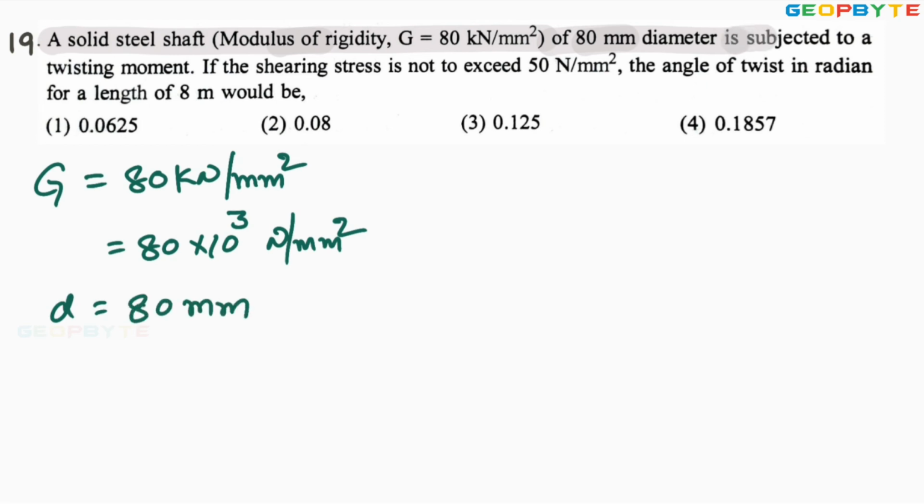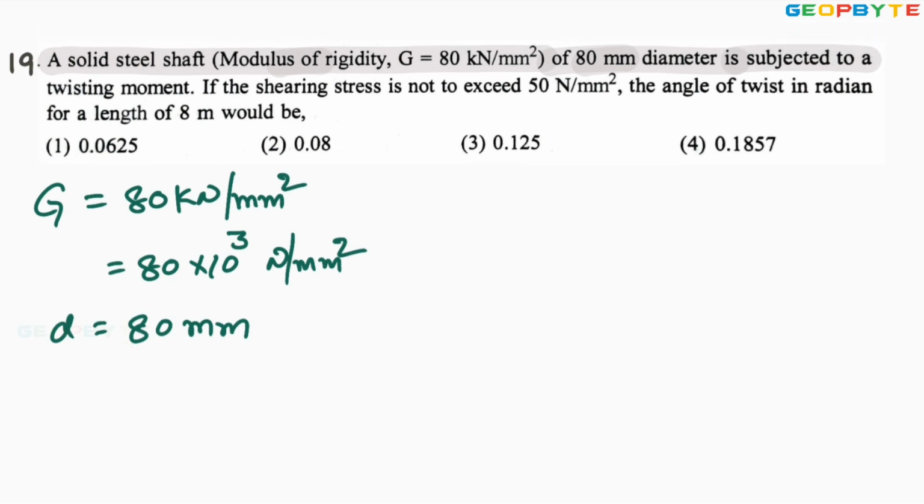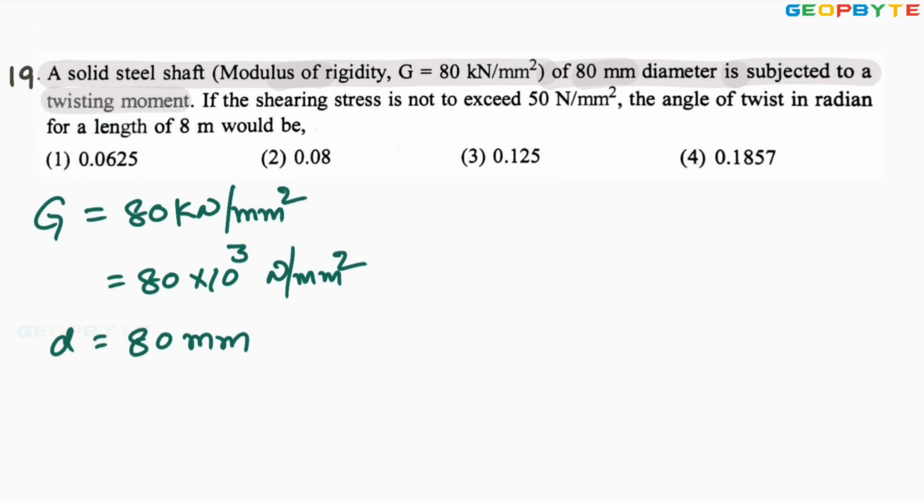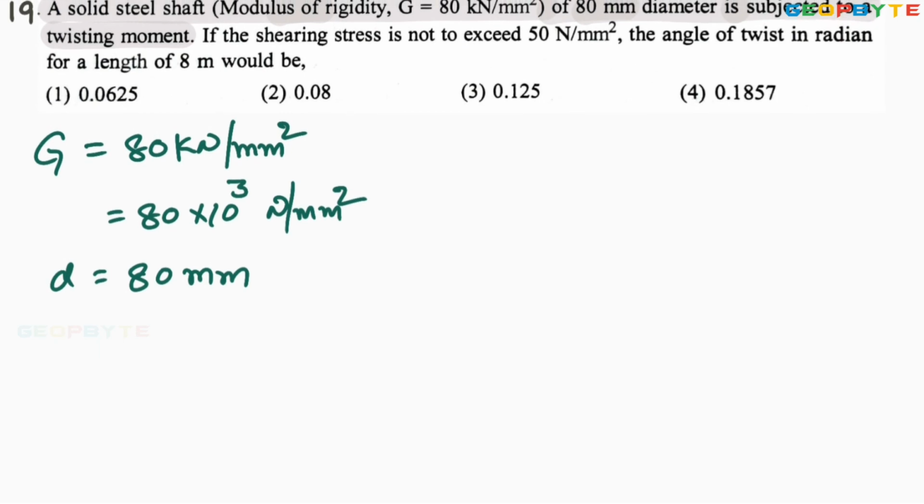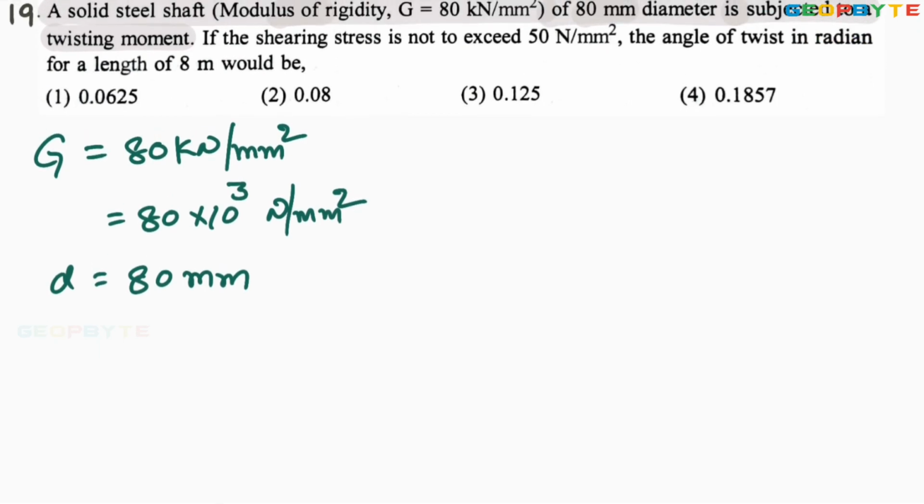Okay, the shaft is subjected to a twisting moment. That is not given. If the shear stress is not to exceed tau equal to 50 Newton per millimeter square, find the angle of twist in radians for a length of 8 meters.